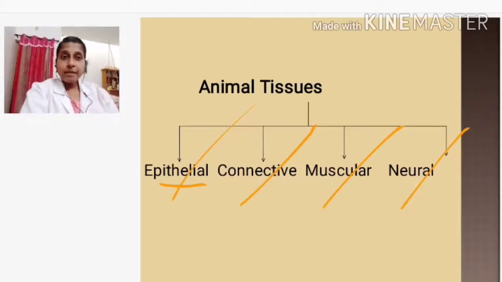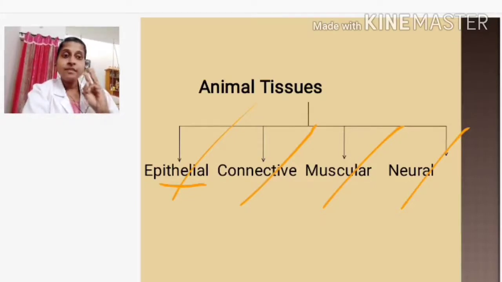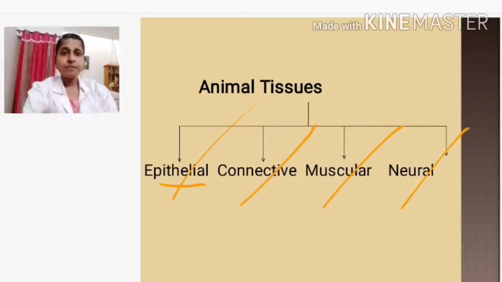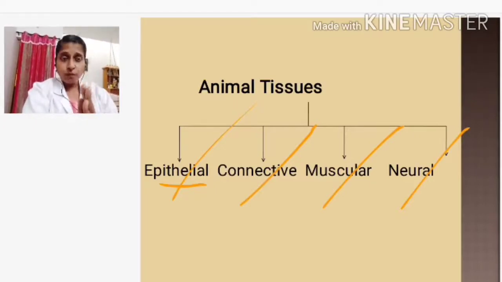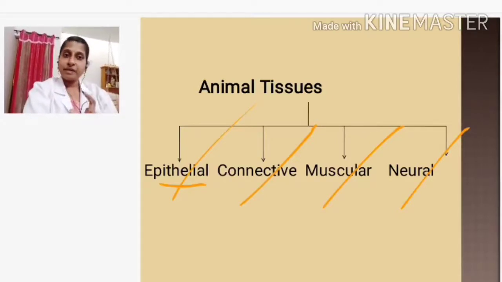So animal tissues are classified into 4 categories. What are they? First is epithelial tissue, second is connective tissue, third is muscular tissue, and the fourth one is neural tissue. Today we will be discussing 2 tissues. What are the 2 tissues we are going to discuss today? One big and one small, right? Neural tissue is the smaller one, epithelial tissue is the bigger one. In the next class we will be discussing again one big and one small. The smaller one will be muscular and the bigger one will be connective, right? So today in animal tissue we are going to discuss neural tissue and epithelial tissue. Ready?